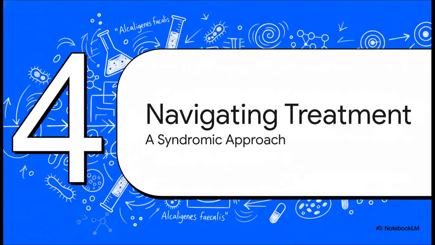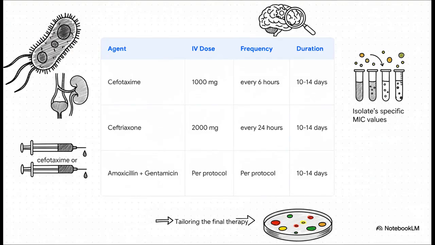So, with no clear breakpoints, what are we supposed to do? How do we help guide clinicians toward effective treatment? Well, we have to look at a syndromic approach and see how we can turn our lab data into real clinical action. In this kind of situation, clinicians have to fall back on a syndromic approach, basically applying general principles for treating tricky non-fermenting gram-negatives.